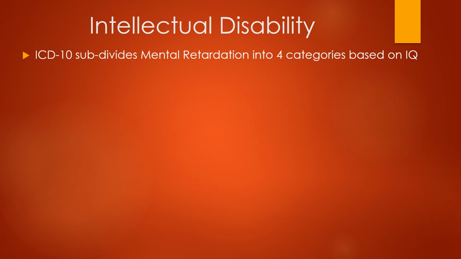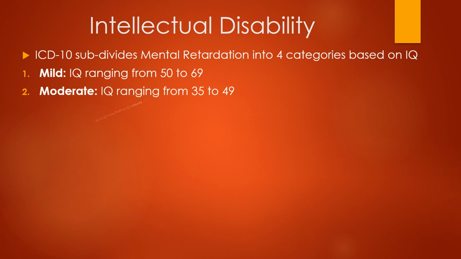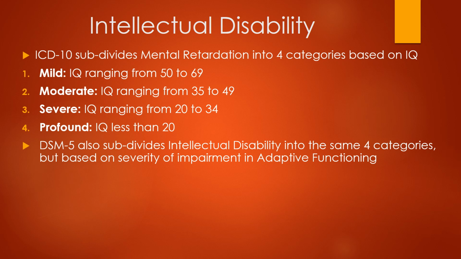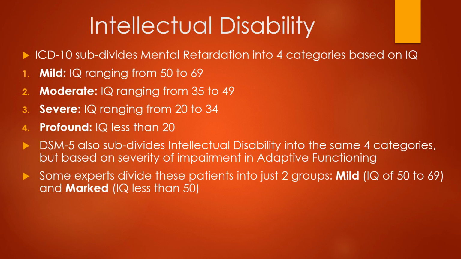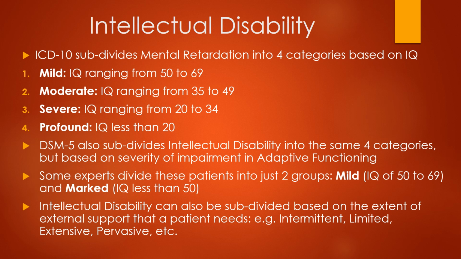ICD-10 subdivides mental retardation into 4 categories based on IQ: mild, moderate, severe, and profound. DSM-5 also subdivides intellectual disability into the same four categories, but based on severity of impairment in what is called adaptive functioning. Some experts divide these patients into just two groups, mild and marked. Intellectual disability can also be subdivided based on the extent of external support that a patient needs.